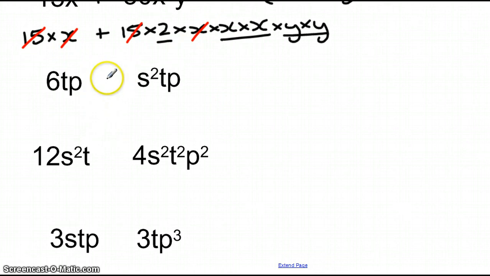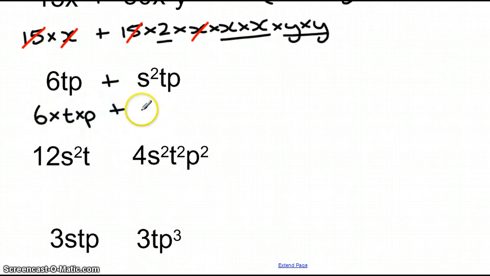Okay, I'm going to try this one with a plus in between. So we've got 6tp plus s squared tp. There's no number in this one, so I don't have to worry too much about the factors of 6. And then for this one, if you would like, you could put 1 times s squared times t times p, because it is times by 1, or you may want to leave that off like the last ones.